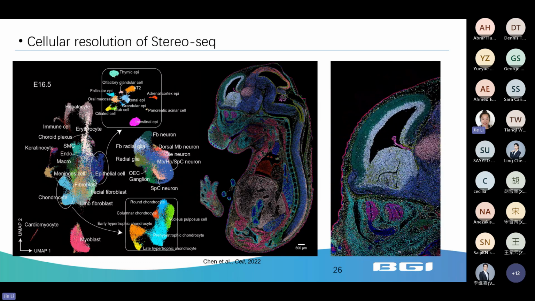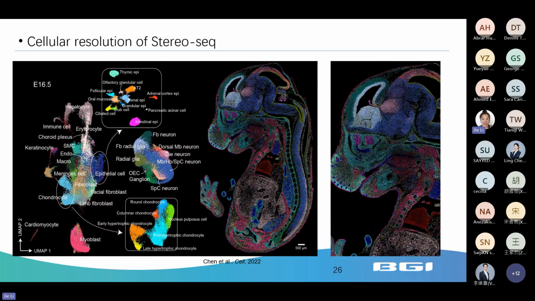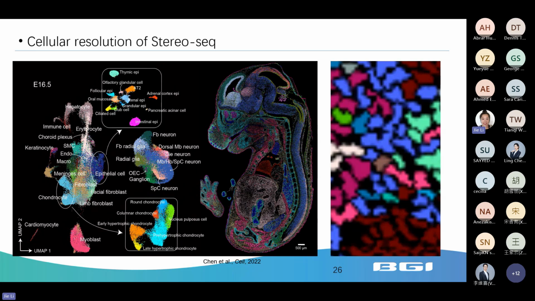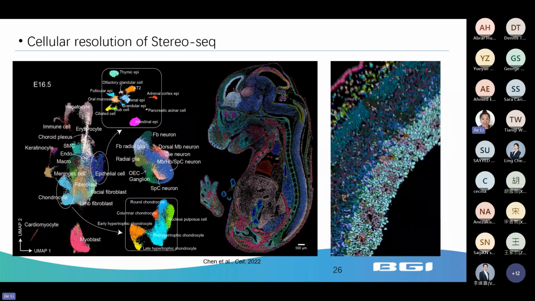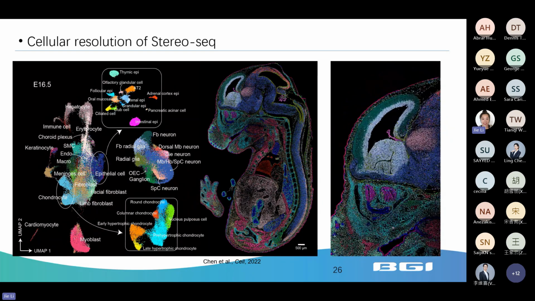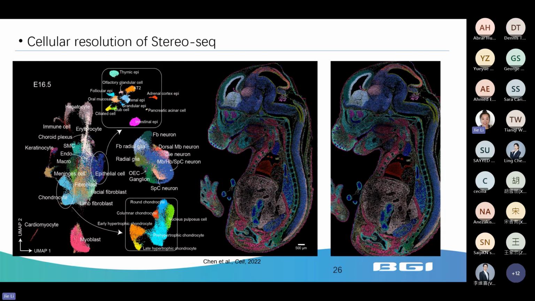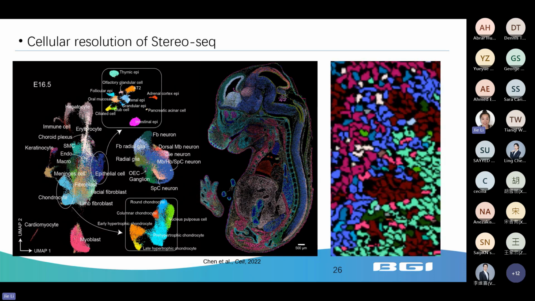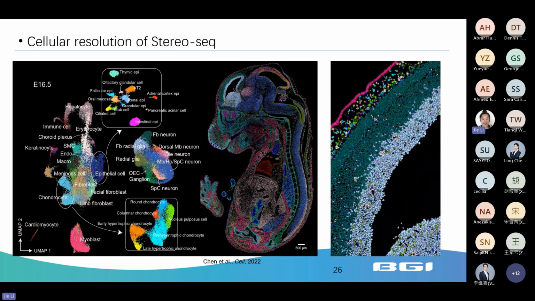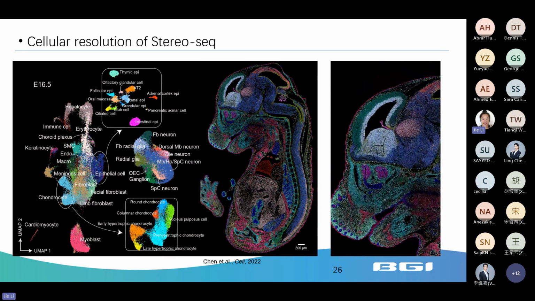So the researchers performed single-cell segmentation and clustering on the spatial transcript data of the midbrain from 12.5, 14.5, and 16.5 days of mouse embryo, and identified 11 types of cells, including the RGC, neuroblast, glioblast, GABA neuron, glutamatergic neurons, etc. So in conclusion, Stereo-seq is expected to be extended to more medical fields, serving as a complement to medical image and histopathology data in future clinical practice.